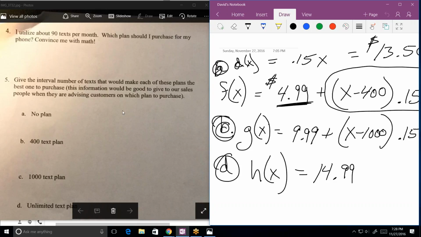So number 5. So how many texts would you have to send before it makes sense to go with the 400 text plan? Clearly 90 was way more. So how would you figure it out?